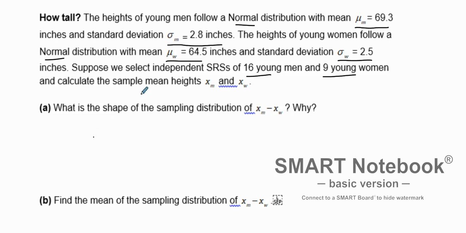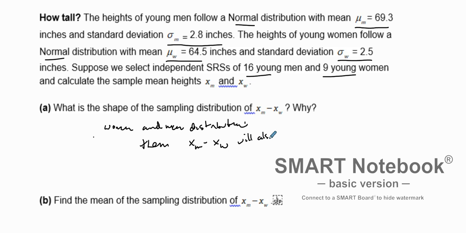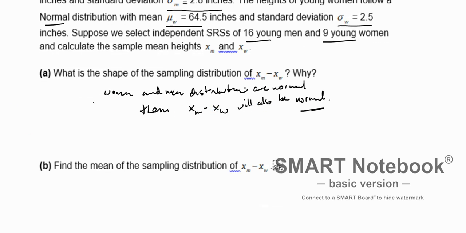Well, the shape of the sampling distribution: because we know that both the women's and men's distributions are normal, then the sample means for each will also be normal. So the difference will also be normal. That's what we know there. Now find the mean of each one.